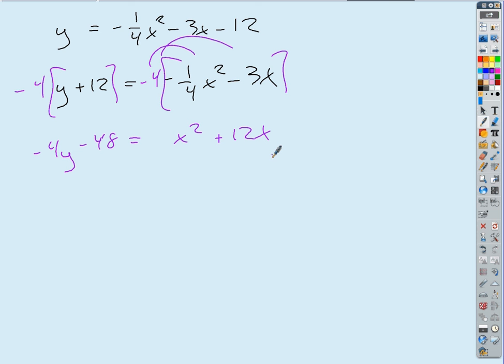Okay, so what number would I add to both sides? 48? No. 6. What is 6 squared? Good. So I'm adding 6 squared, which is just 36, which is going to give me over here x plus 6 squared, right? But on the other side, these things combine pretty easily. I get negative 4y minus 12. Everybody agree?